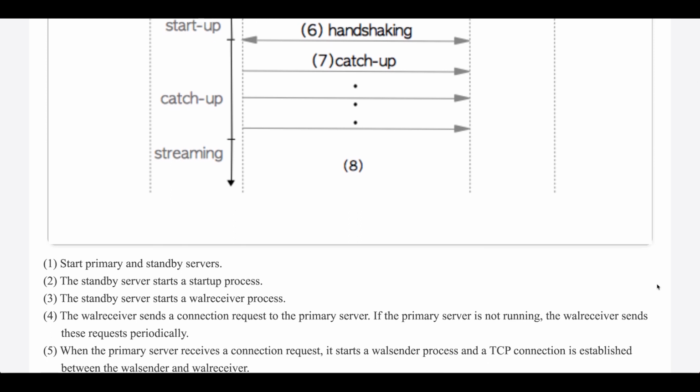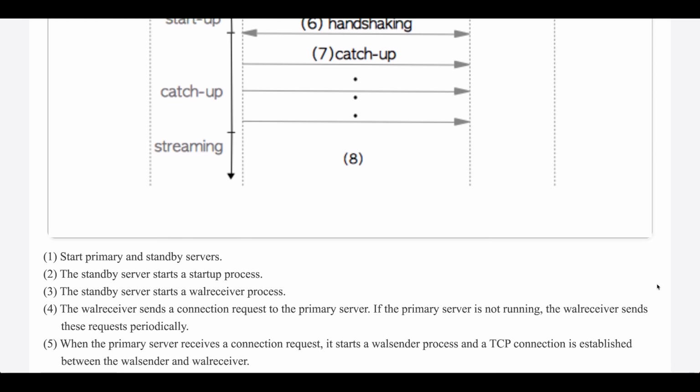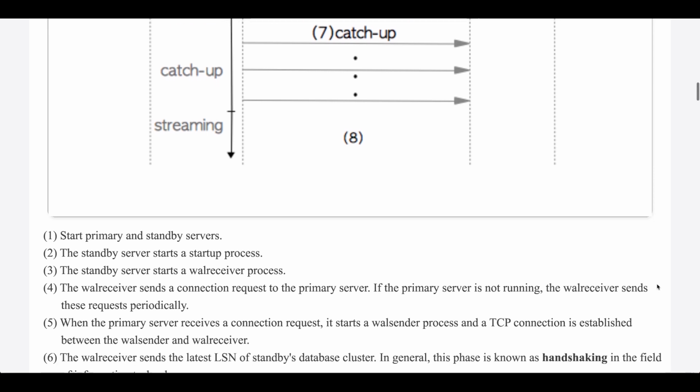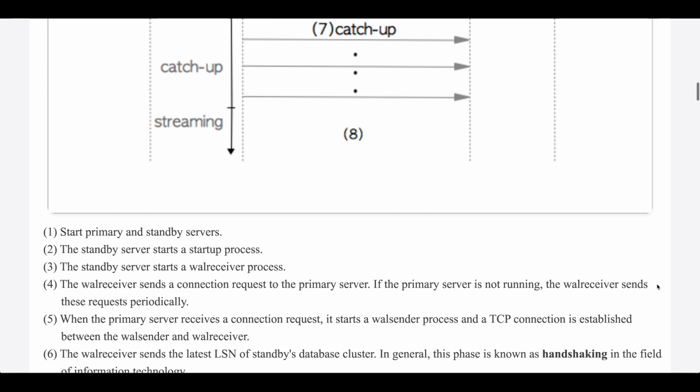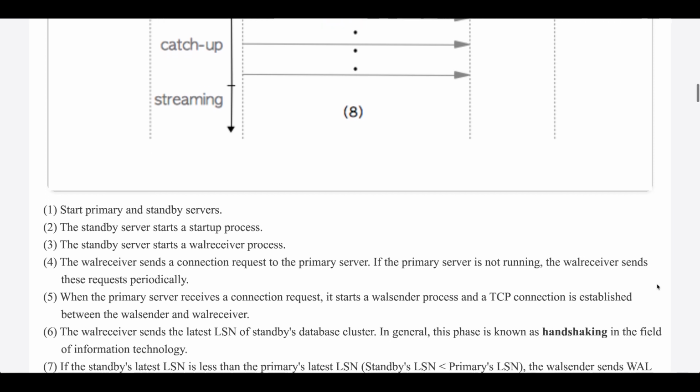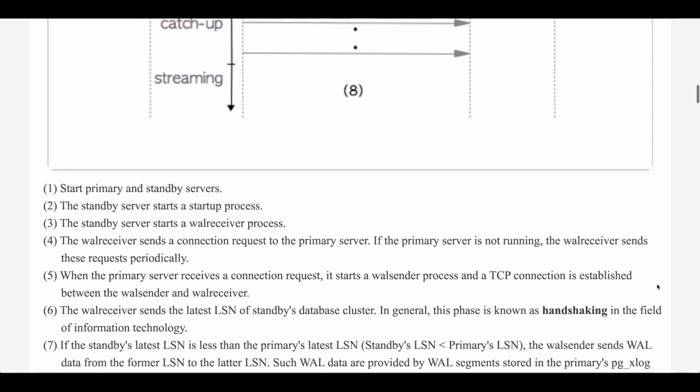5. When the primary server receives a connection request, it starts a WAL sender process, and a TCP connection is established between the WAL sender and WAL receiver. 6. The WAL receiver sends the latest LSN of standby's database cluster. In general, this phase is known as handshaking in the field of information technology.